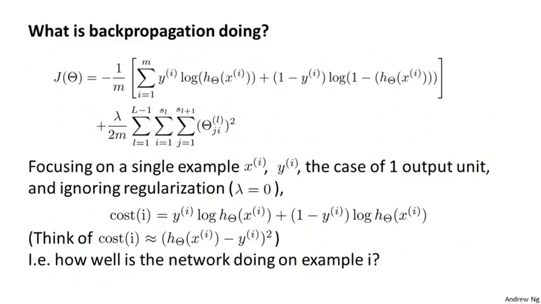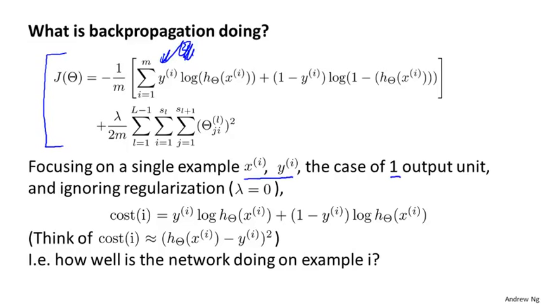To better understand what backpropagation is doing, let's look at the cost function. Here's the cost function that we had for when we have only one output unit. If we have more than one output unit, we used to have a summation over the output units indexed by k there. But if you have only one output unit, then this is the cost function. And we do forward propagation and backpropagation on one example at a time. So let's just focus on a single example, xi, yi, and focus on the case of having one output unit.